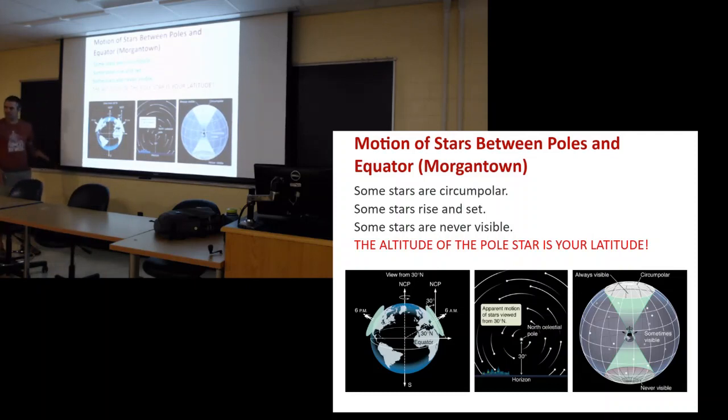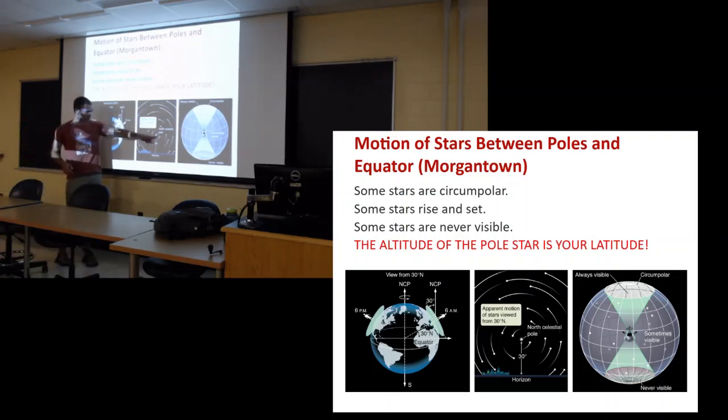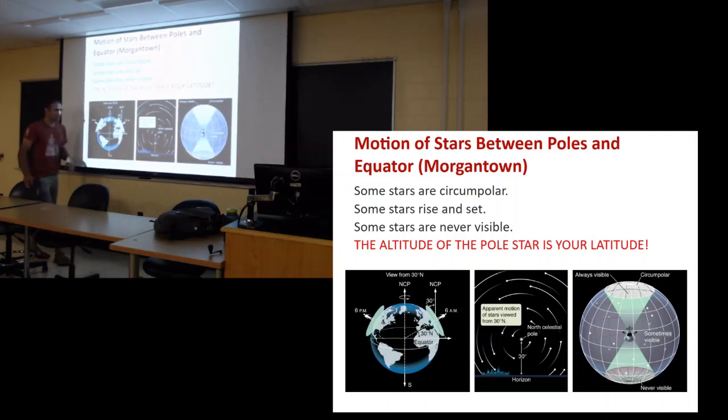And you can imagine taking that to the extreme. Let's go to the North Pole again. In that case, the North Celestial Pole is at zenith, which is 90 degrees altitude, 90 degrees latitude on Earth. On the equator, remember, the North Celestial Pole is on your horizon. 0 degrees altitude, 0 degrees latitude on Earth. And so that same basic system works everywhere.